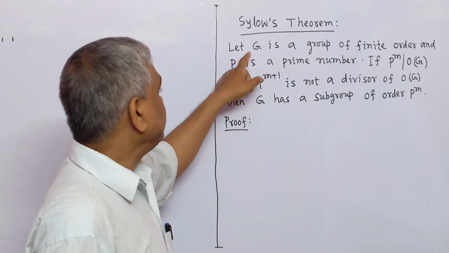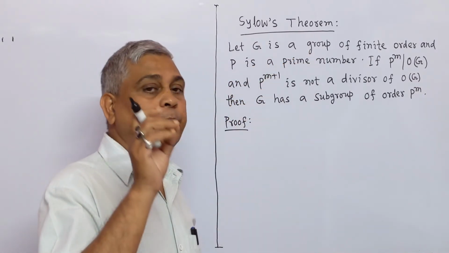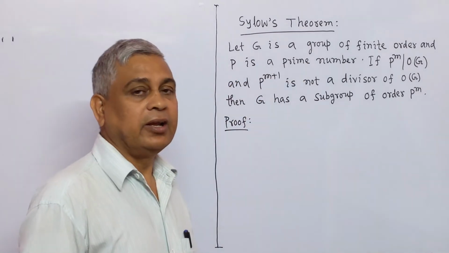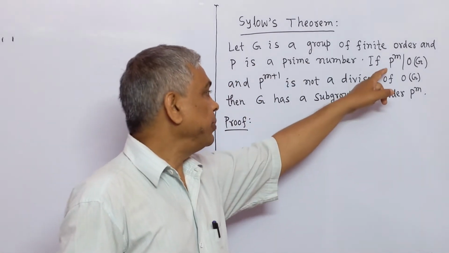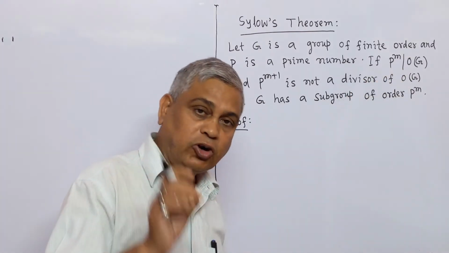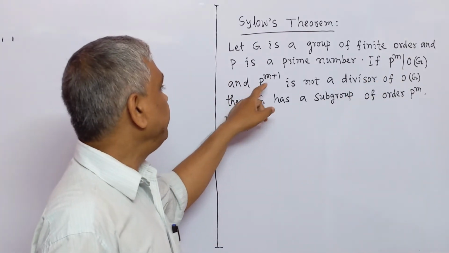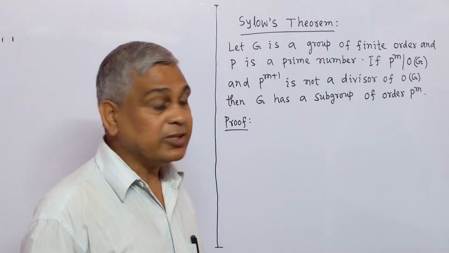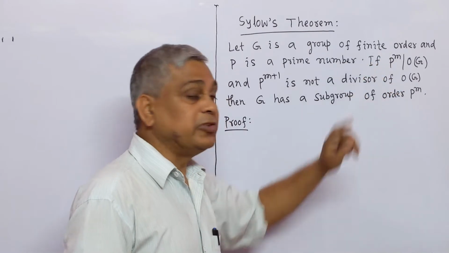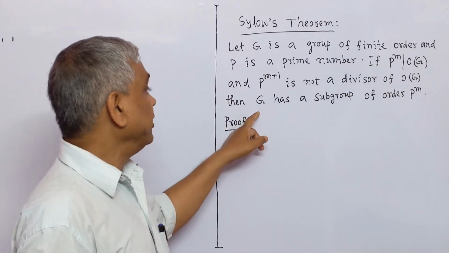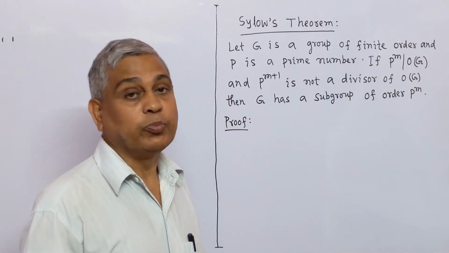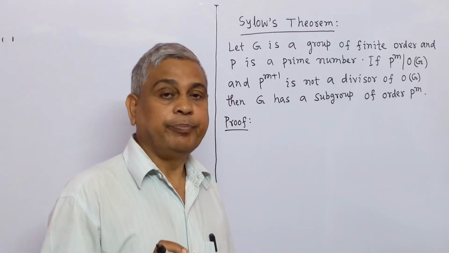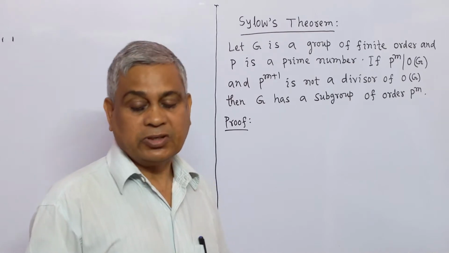Statement: let G is a group of finite order and P is a prime number. If P to the power m divides order of G and P to the power m plus 1 is not a divisor of order of G, then G has a subgroup of order P to the power m. Now we prove this.